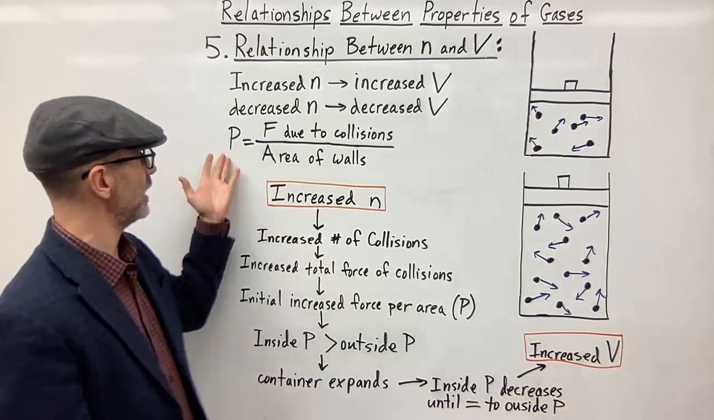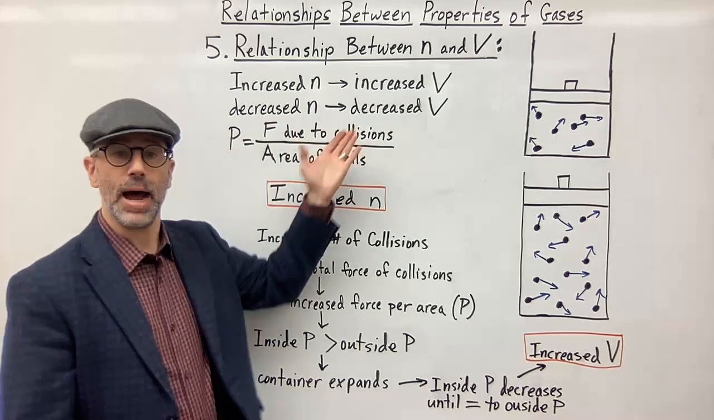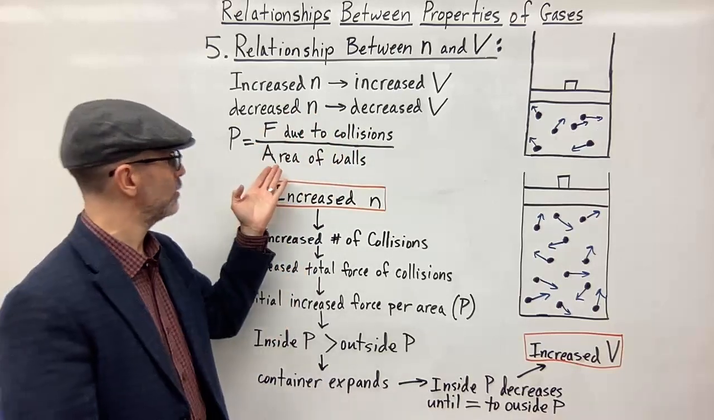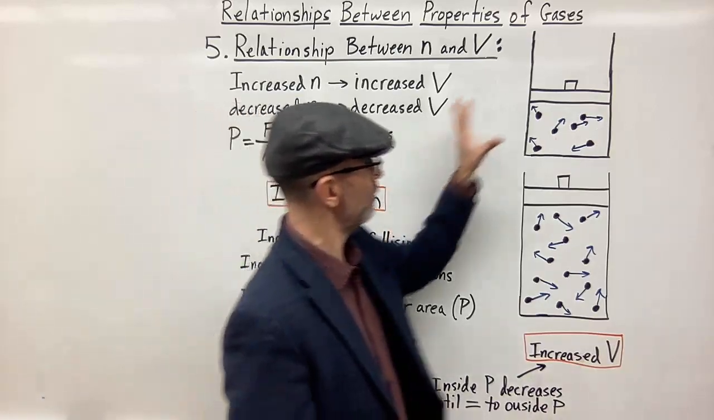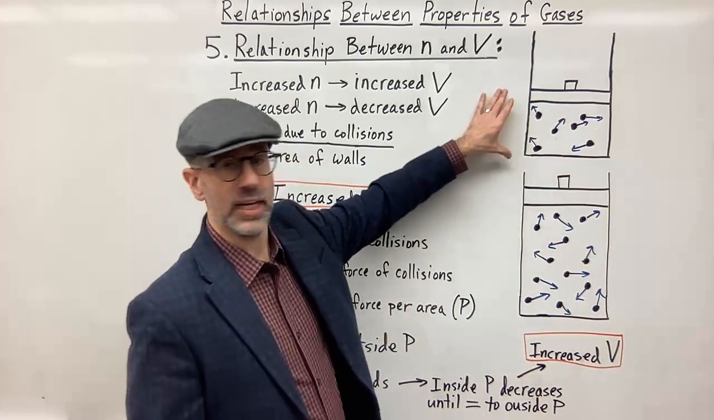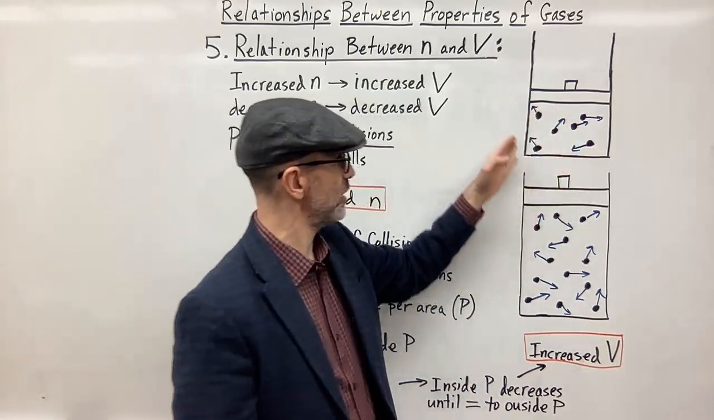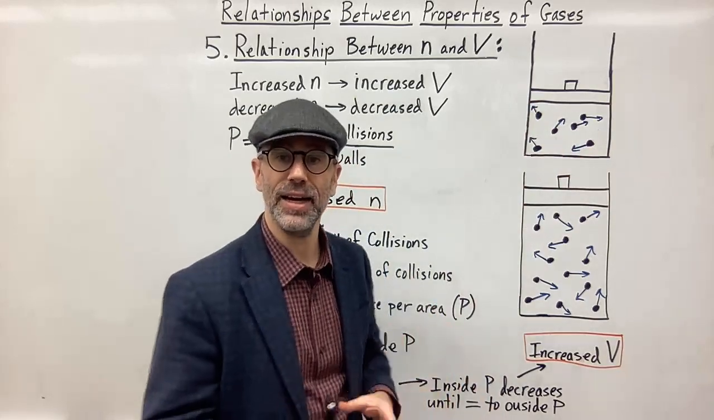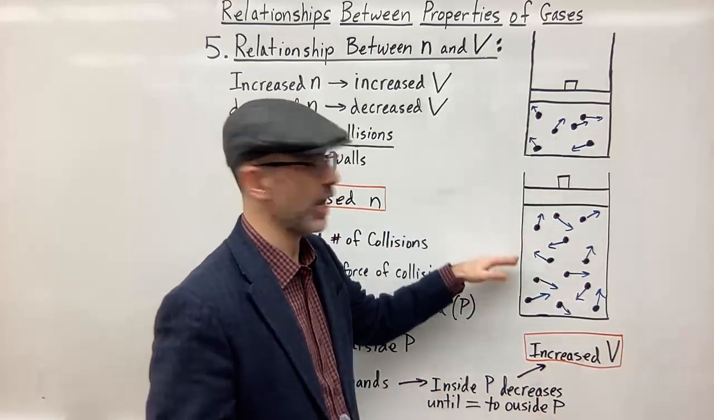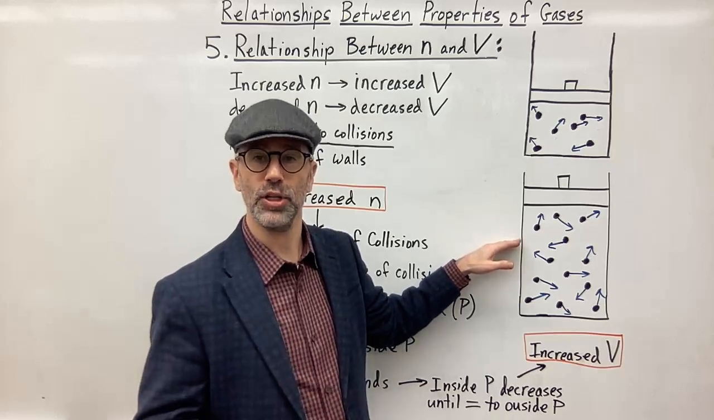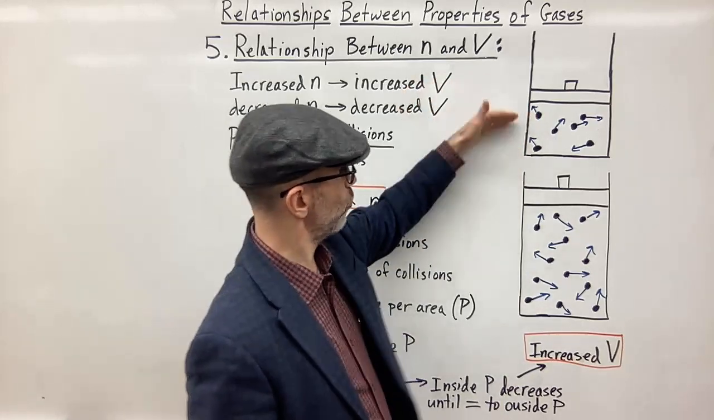And again, this makes sense when we understand it from the point of view of what pressure is. So pressure is the force due to the collisions, divided by the area of the walls. So here we have our picture again, and we have our piston. Again, this piston is movable. Right now we have 6 particles, and they have an average kinetic energy, traveling at an average velocity. That is not going to change. It's just the number of particles.